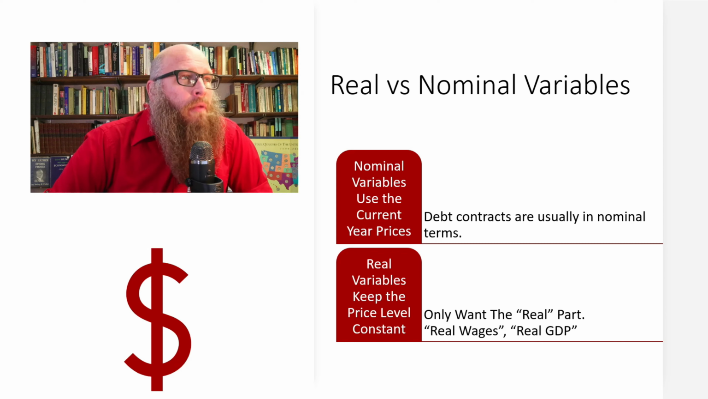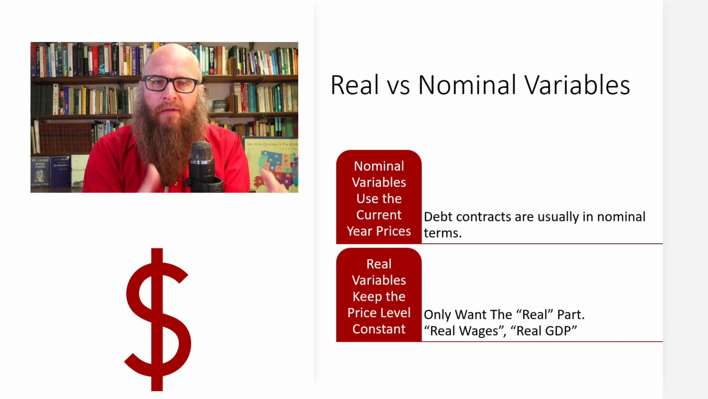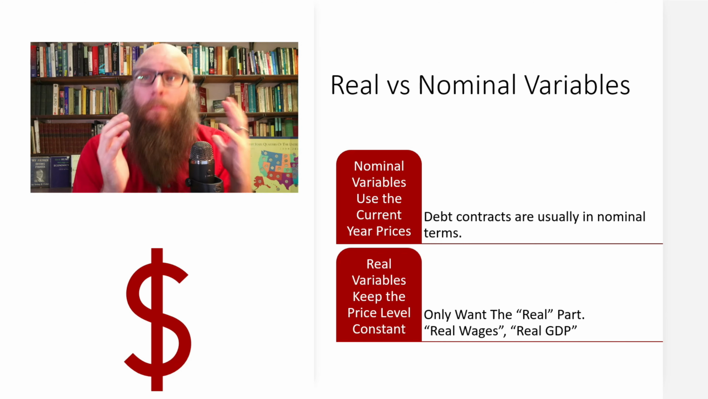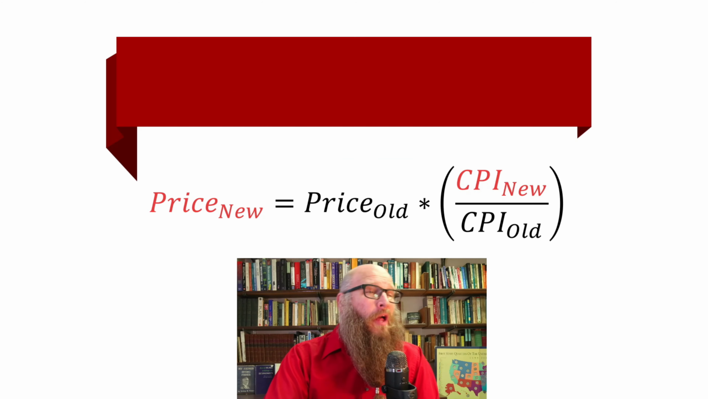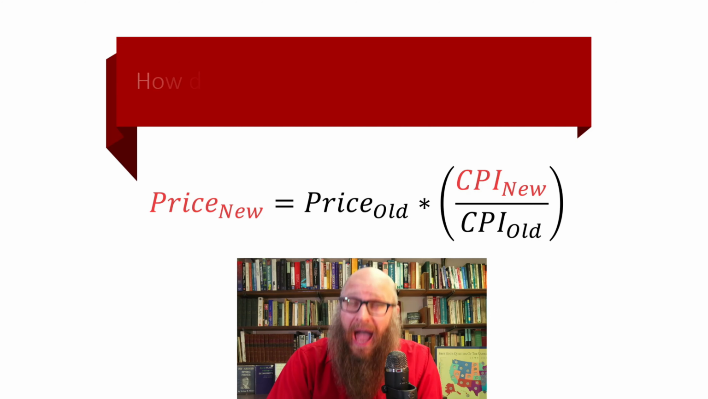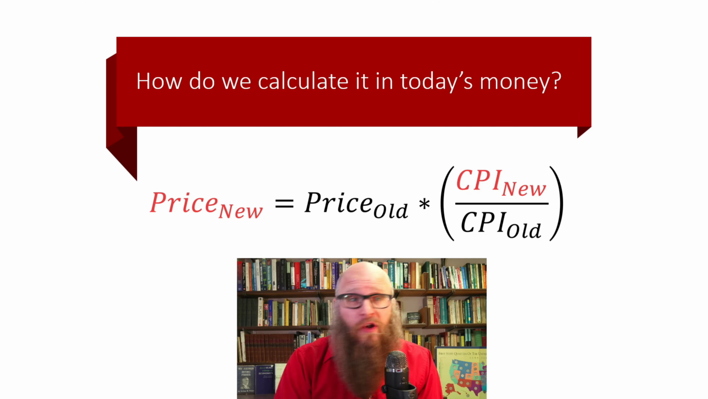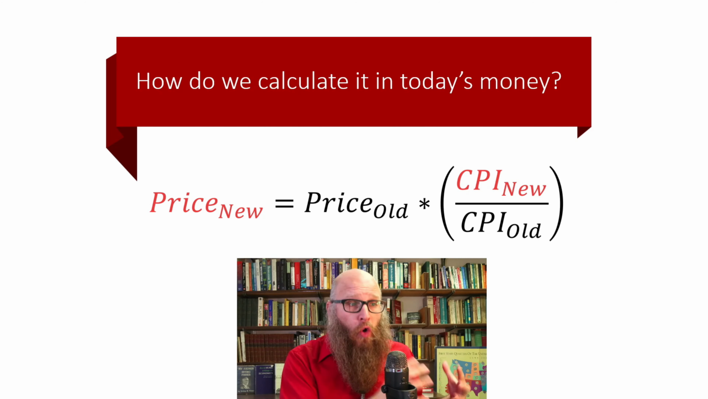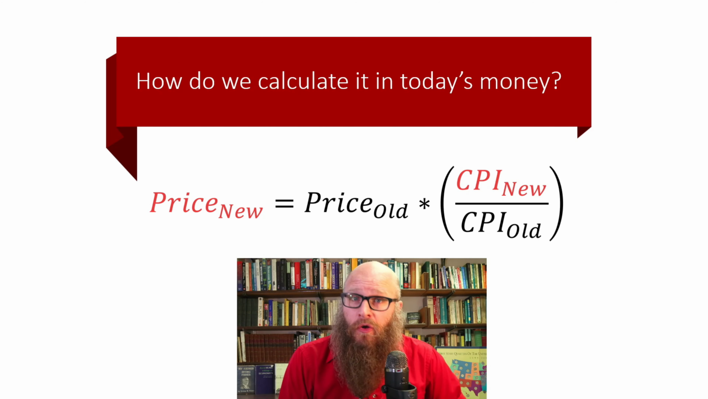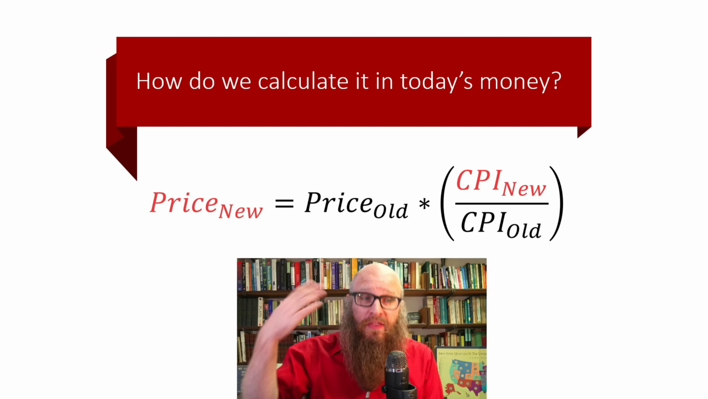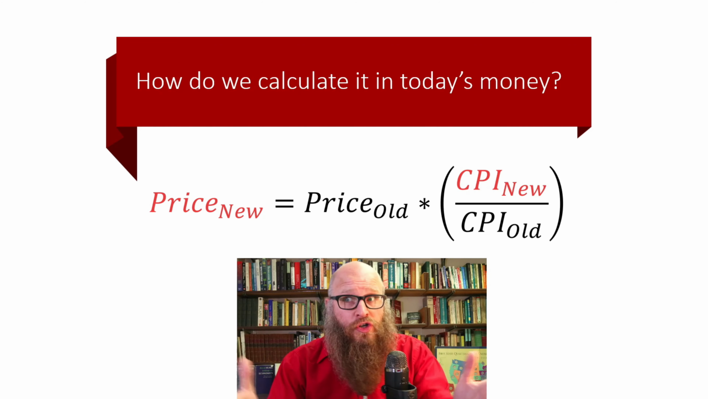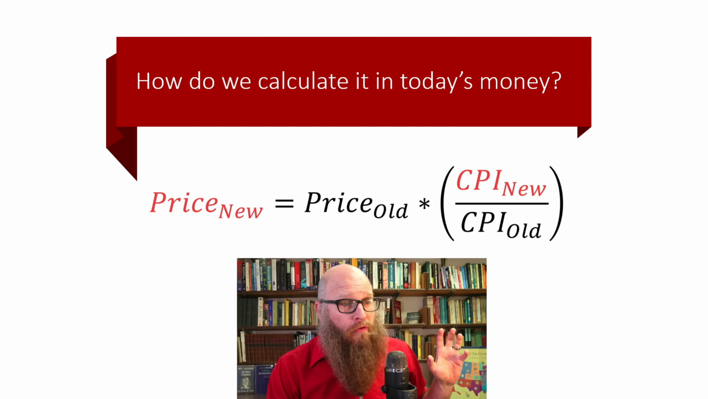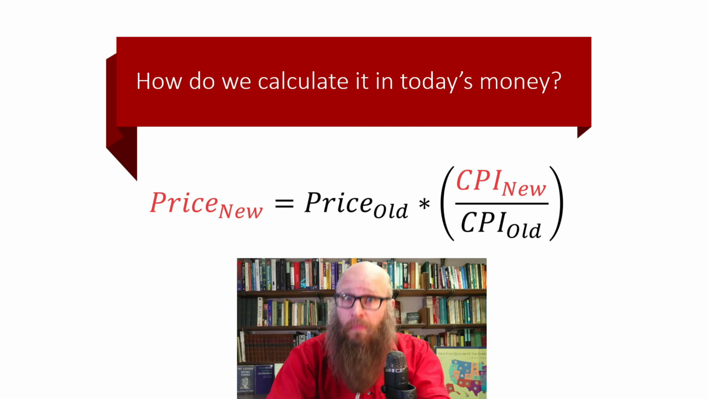And we use real variables when we want measures of the real stuff, so changes in economic output or purchasing power in wages. This will help us answer historical questions about how we calculate this in today's money. In order to get the new price, we take the old price and multiply it by the ratio of the consumer price indices. Because we generally have inflation, that CPI new is going to be a larger number than CPI old, and so that'll convert those old prices into modern measurements.